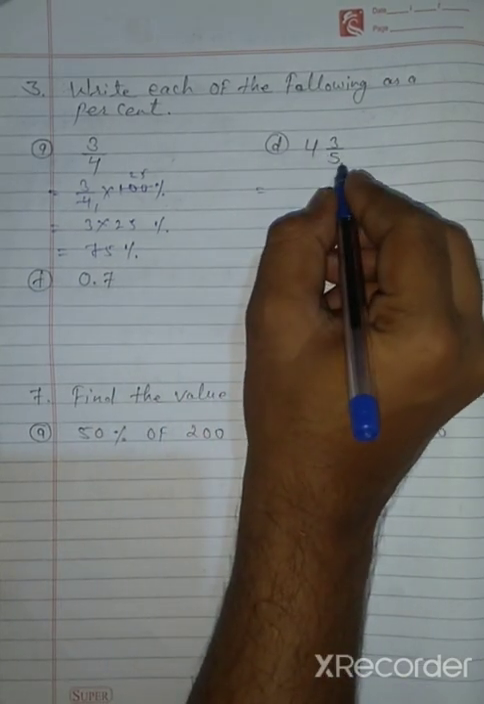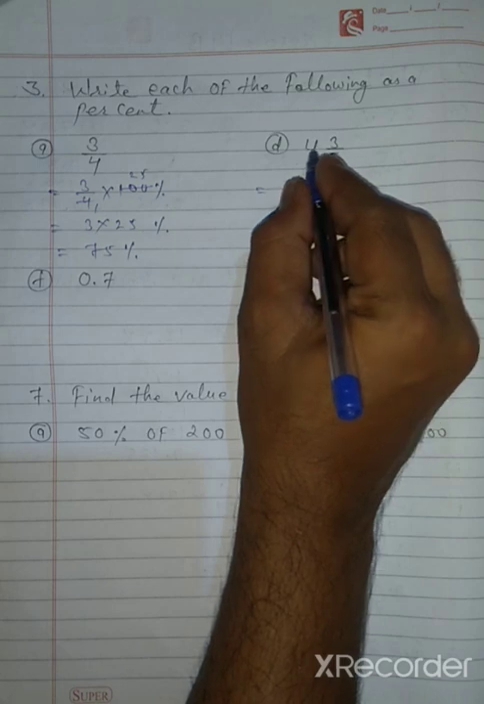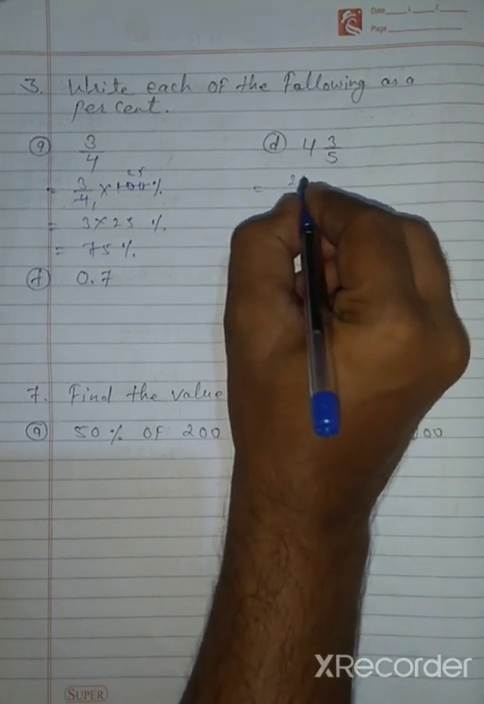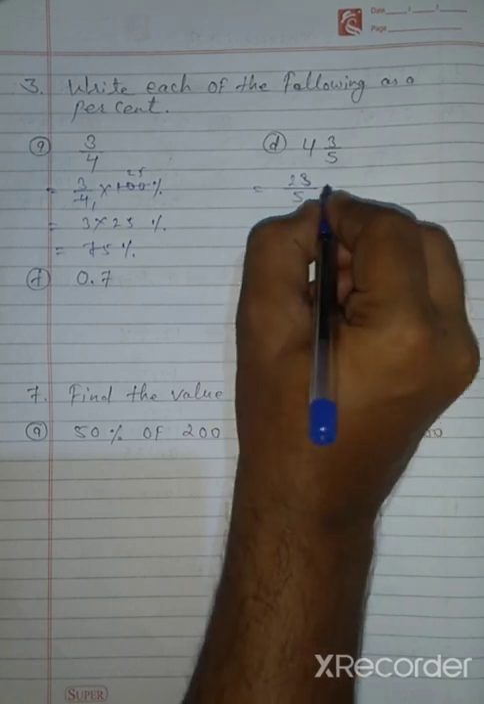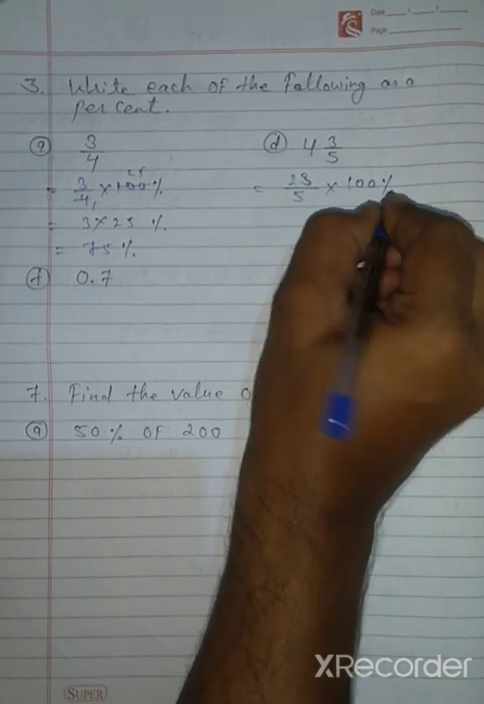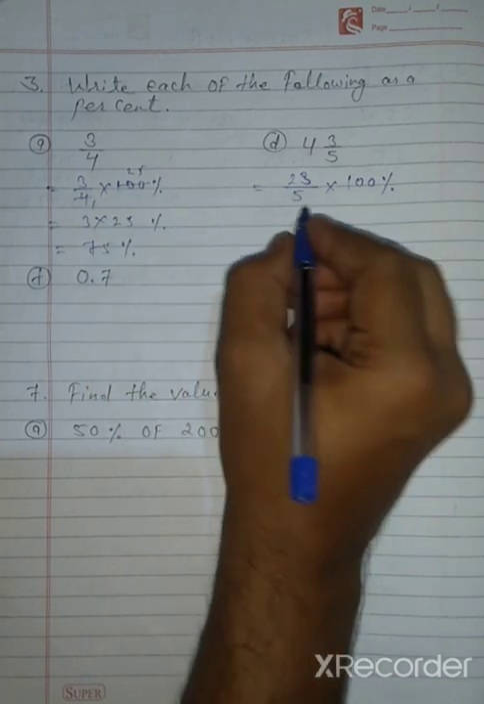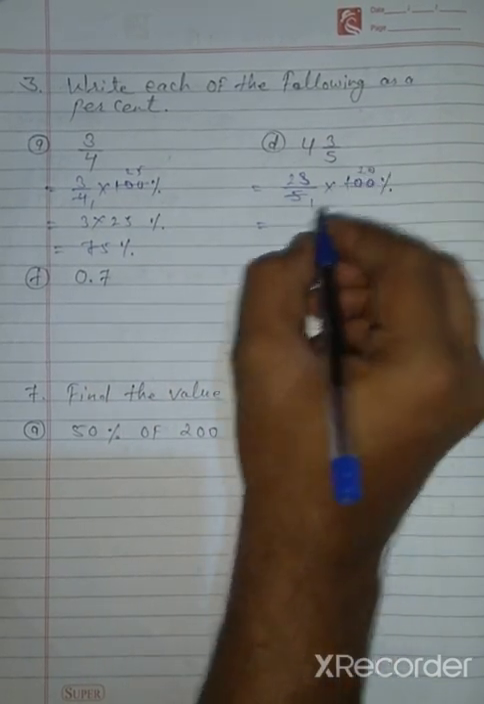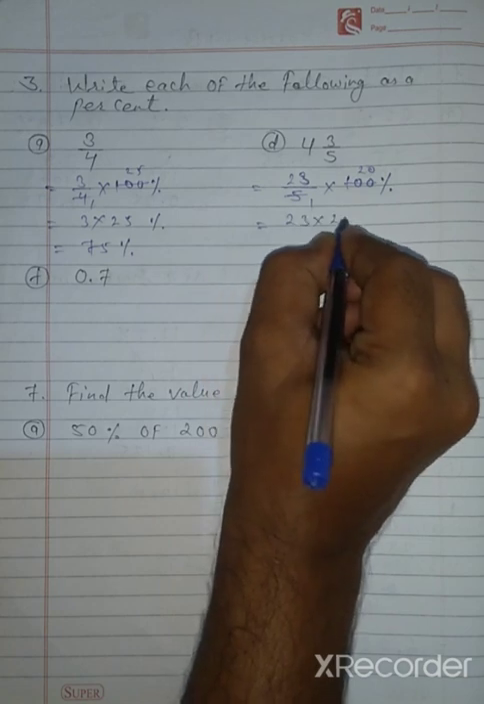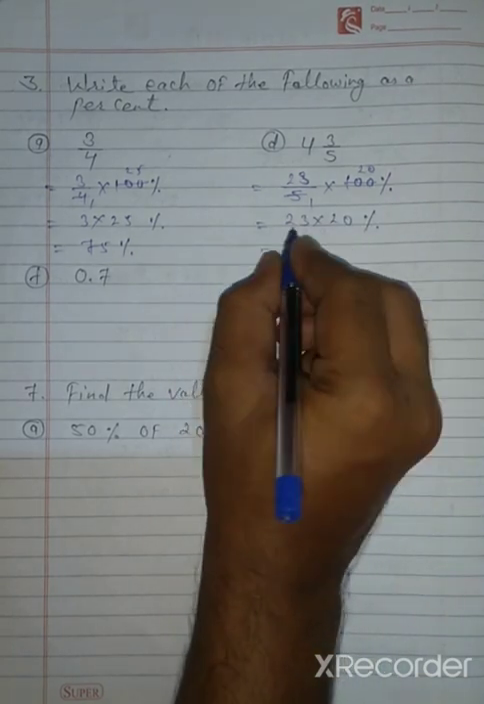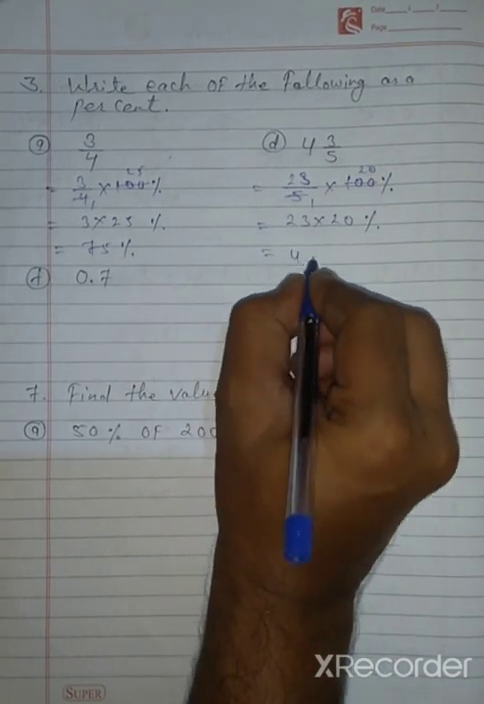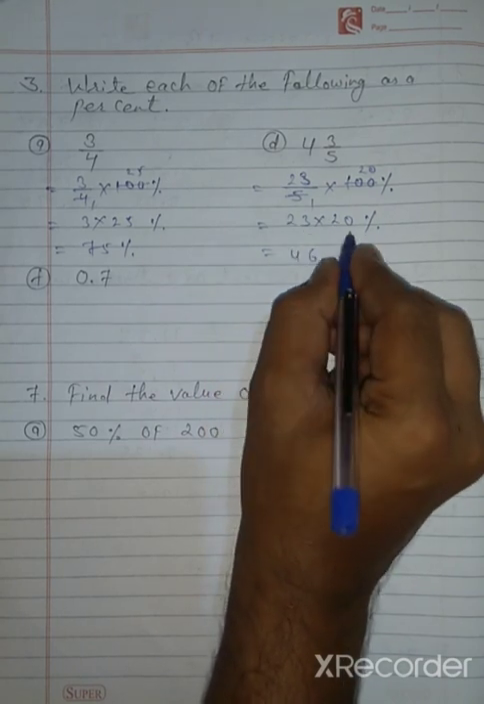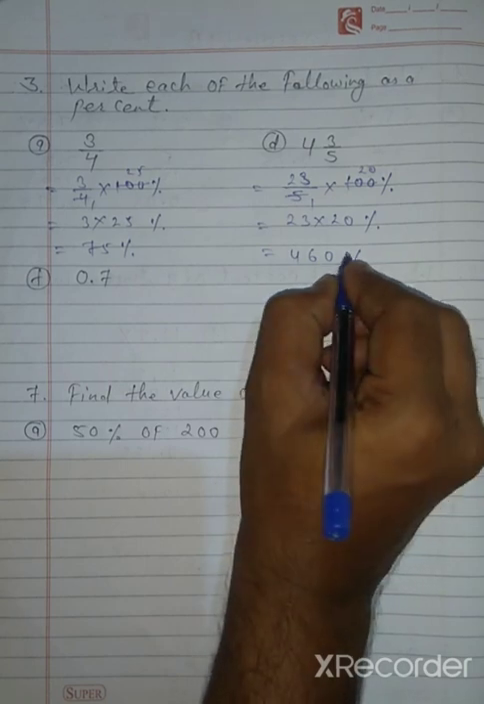Now question D. Convert mixed to improper. 5 4s are 20, 20 plus 3, 23 upon 5. Multiply by 100%. So you will get it in percentage. 5 times 20 is 100, so 20 times. 23 multiply 20%. 23 2s are 46 and then 0. So here you will get 460%.